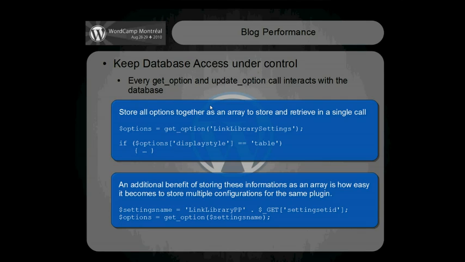So in the case of my plugin, Link Library, I wanted to be able to create multiple configurations so that you could have multiple different pages that would have on them link lists, and so these could be configured differently in terms of how you want them laid out or what link categories you want to see displayed. So in this case, having everything stored as an array just made it very easy to build a variable name including the ID of the setting set, and afterwards just retrieving that one element, and the rest of the code doesn't even really know that there's multiple configurations available. It just gets a set of options and it executes.